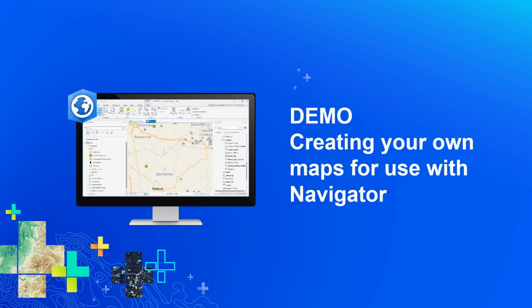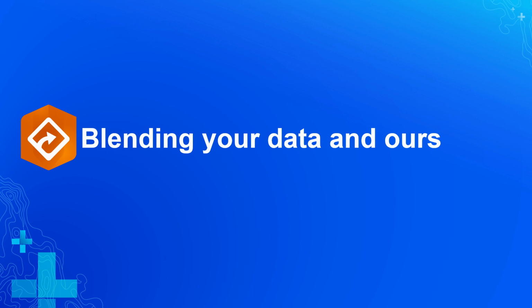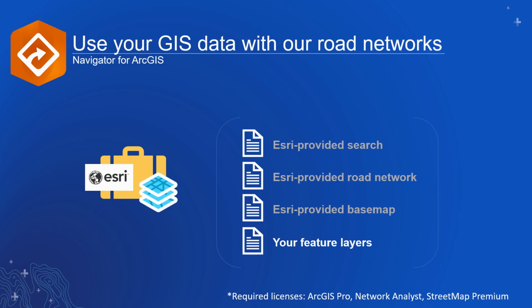Thank you, Heather. So the next thing we want to talk about, and we kind of started on this, is blending your data and ours. If you have your own road networks and you want to attach those to commercial road networks, we'll talk a little bit about how you can do that. Whenever you want to use your GIS data with our road networks, that's what Heather just showed us. That is using Esri-provided search, Esri-provided road networks, Esri-provided base maps, and then your feature layers. That's really powerful for a lot of people, being able to use your GIS assets to search and then navigate to them to get out to them in the field.